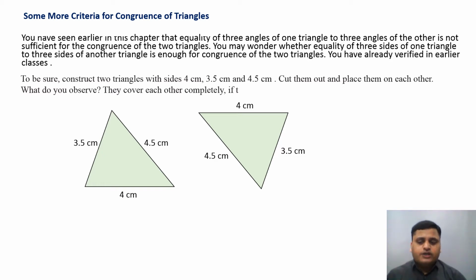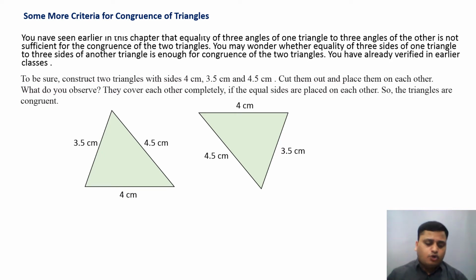Now we need to be very careful that the three equal sides must be placed on their equal sides only. It won't be possible for 4 centimeter to coincide with 4.5 centimeter. You need to be very careful after cutting and placing them on each other. The equal sides must be placed on each other, so the triangles are congruent. After putting them on each other, the triangles become congruent.